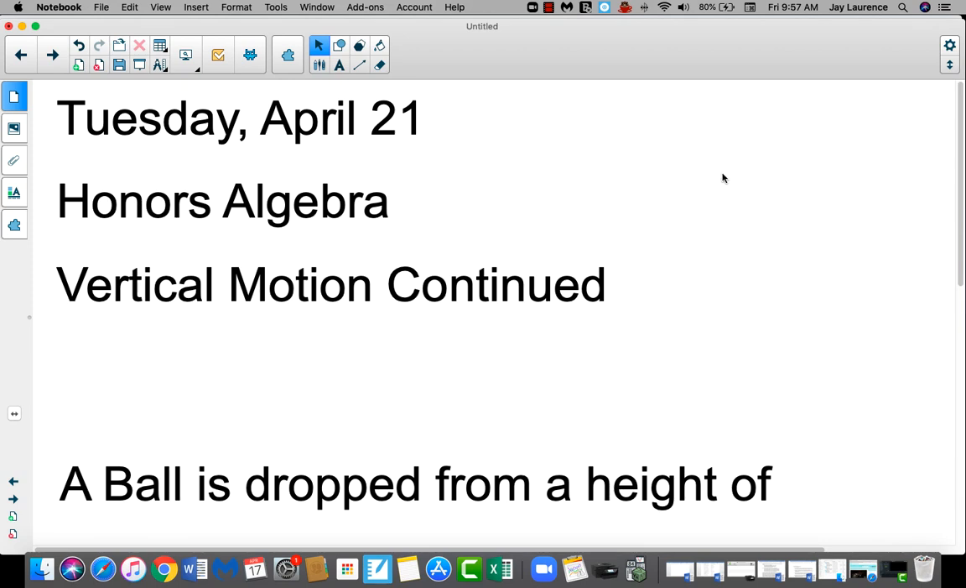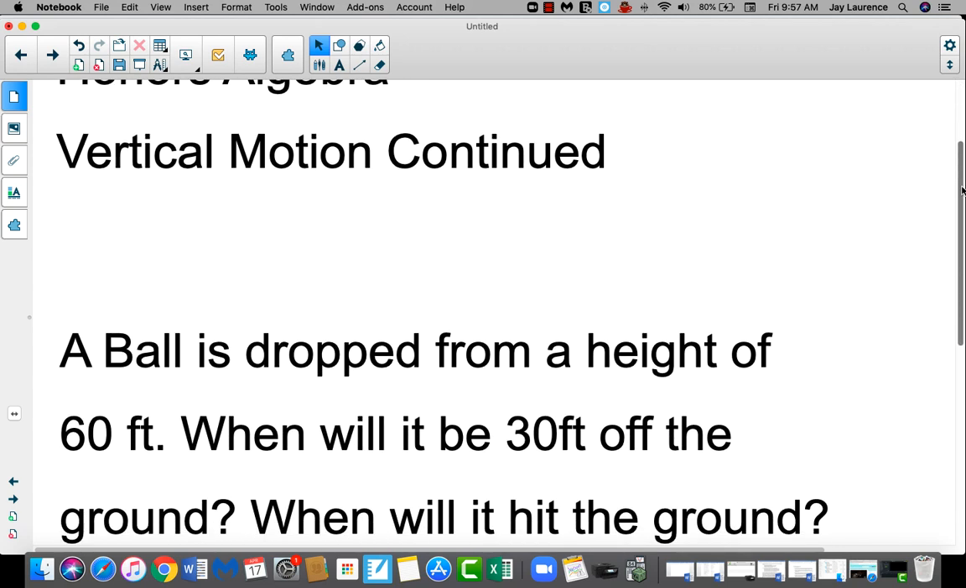Lawrence here, and I'm going to do one quick problem, continued with vertical motion, and to show you why you can't just think you know stuff. You have to explore, you have to examine. Okay? So here is the problem.